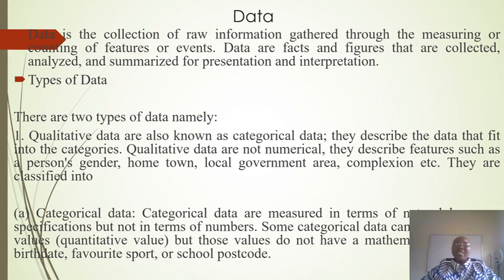And all these qualitative data are classified into four. The first one is categorical data. Categorical data are measured in terms of specification, but not in form of numbers. Some categorical data do have values, but these values do not have a mathematical meaning to them, e.g. birth date, your favorite sports, your school postcode.